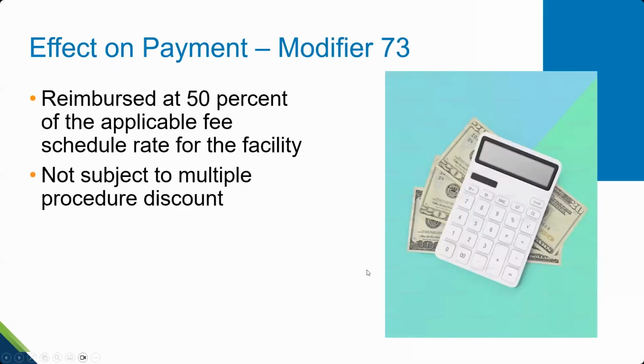So how does use of the modifier 73 affect Medicare's payment? Surgical or certain diagnostic procedures that are discontinued after the patient has been prepared for and taken to the operating room, for which modifier 73 is reported, will be paid at 50% of the full outpatient prospective payment system, or the OPPS payment amount for the facility. This is not subject to the multiple procedure discount, so no multiple procedure discount applies.